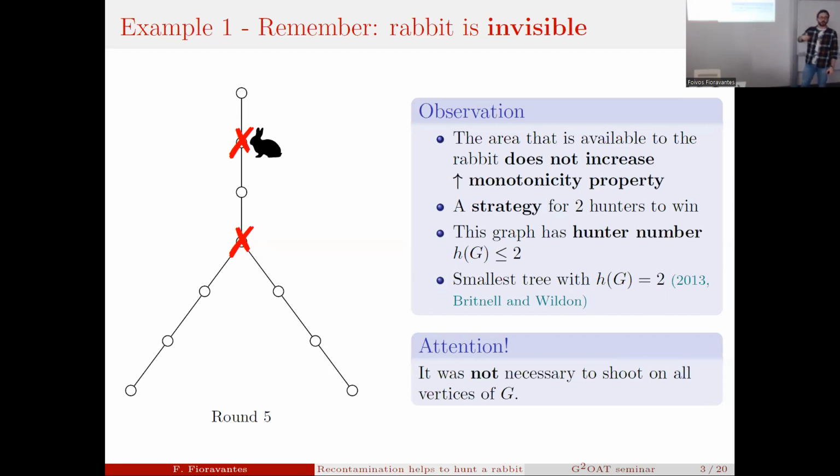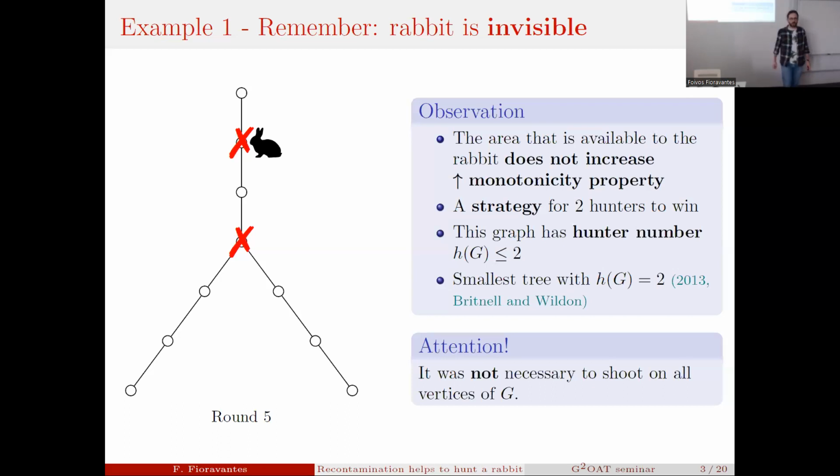So now we know that this graph has hunter number at most 2. And actually, it is the smallest tree that requires 2 hunters. And that's one paper. Other results as well, but the proof for this is not one paragraph. Now, pay attention, something important here. It was not mandatory to shoot all the vertices of the graph. This will be, again, important later.